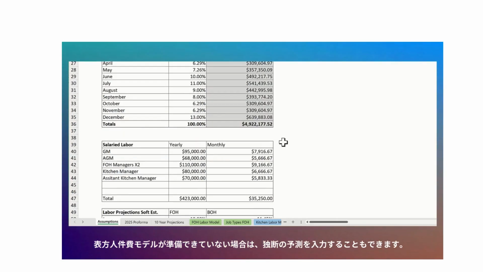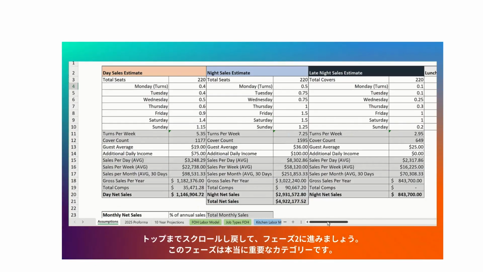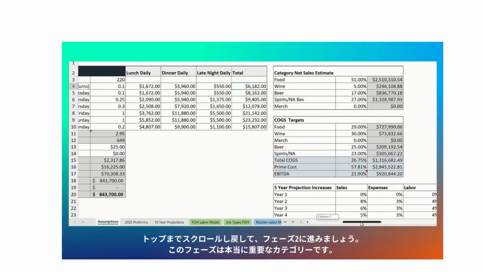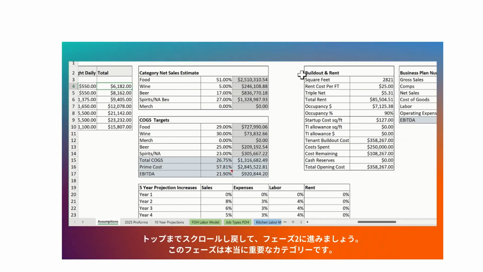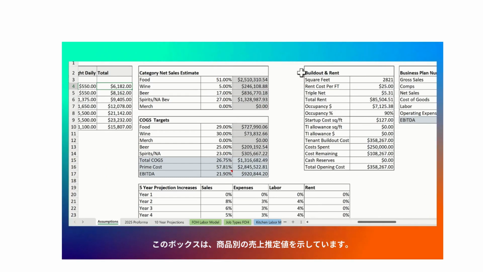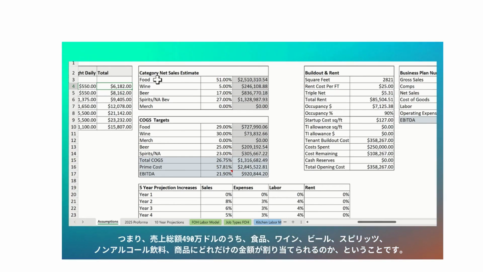So we're going to scroll back up to the top, and we're going to slide over to the phase 2 of this. This is a really important category. This box here shows us our category net sales estimate. What that means is how much of that 4.9 million in total sales that we are going to have for the year is going to be allocated towards food, wine, beer, spirits and NA beverage, and merchandise.